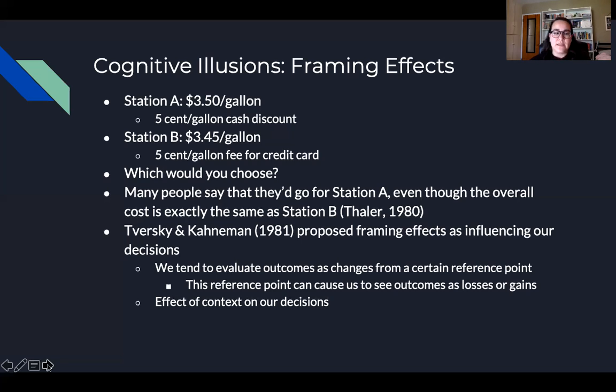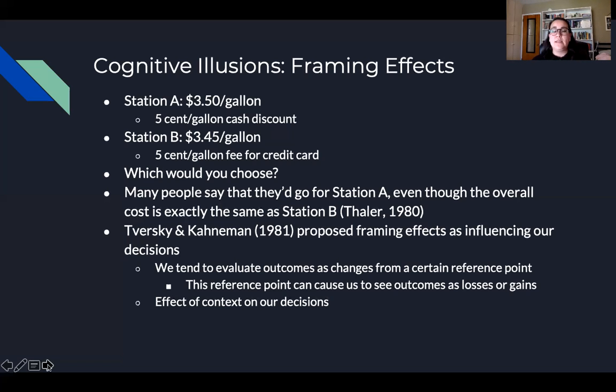And the reason for this is the following. We're going to talk through it. So if you see this description as a cash discount, the price seems like a bargain of some sort, right? You assume, oh, I'm starting from a reference point of $3.50, and then I'm going to save or sort of hang on to a nickel per gallon.